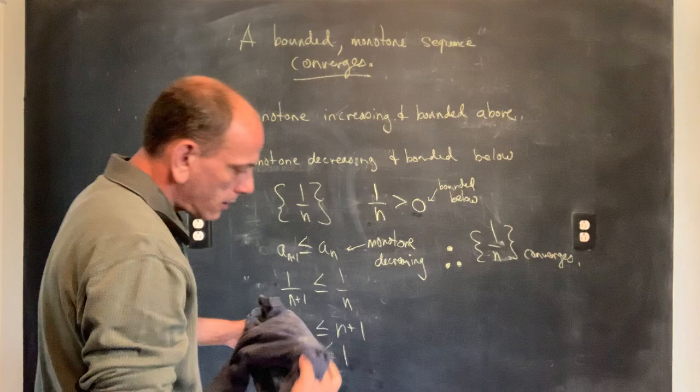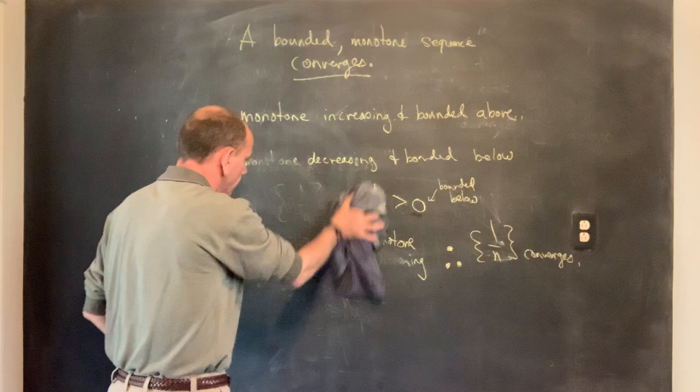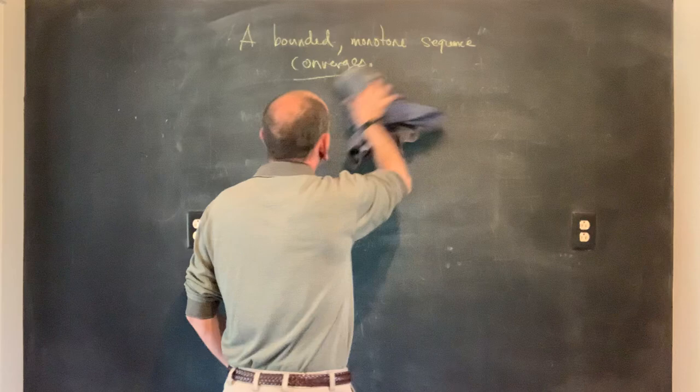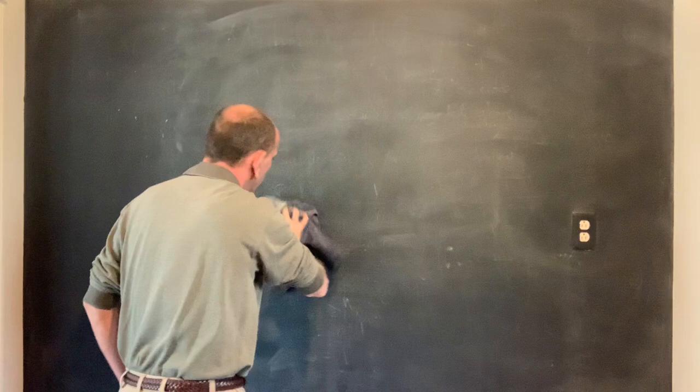It's sort of the basic tool that we can use very often to show that a sequence will converge. Sometimes, once we have our basic ones, we'll use what we already know about some sequences to get to other ones. But that's mainly what we need for there.